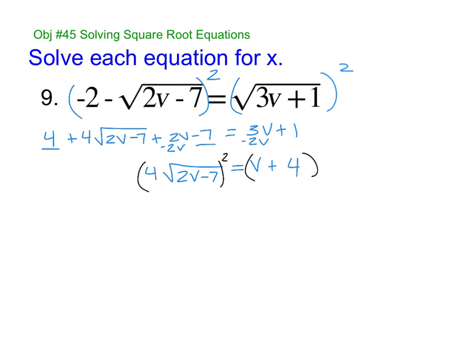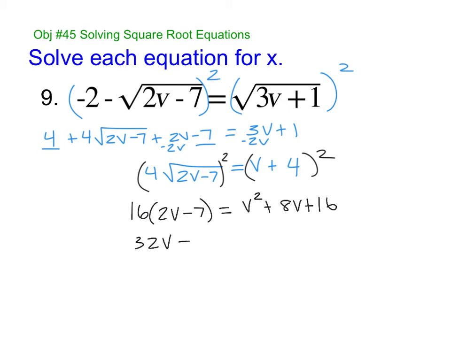Square both sides. All right, so 4 squared is 16 times 2v minus 7. And then v plus 4 quantity squared, that's v squared plus 8v plus 16. Distribute. Ugh. 7 times 16. I don't feel like doing that in my head. 16 times 7, 112.